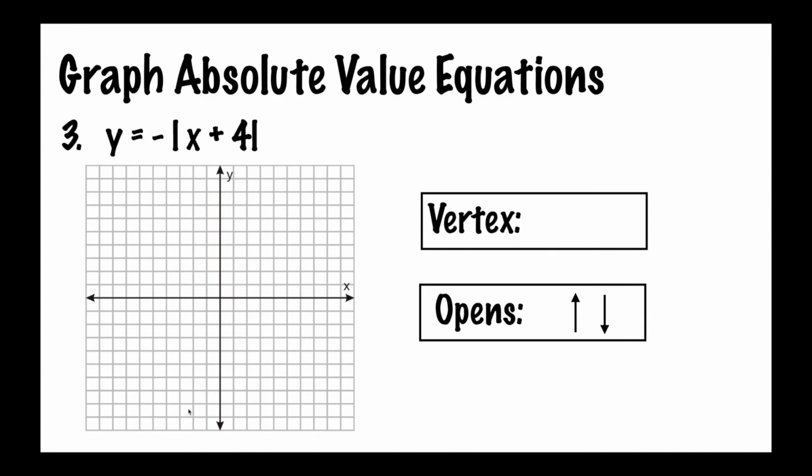For number 3, our vertex, the value that's inside with x here, that one's going to change sign, so we're going to get a -4. And then there's nothing written after the absolute value here, so that's going to be a 0. From there, this is going to open down because it's negative here. So once I plot that (-4, 0) and make this open down, again, I'll go down 1 and out 1 in each direction to form this graph.